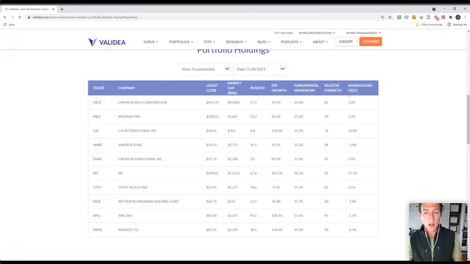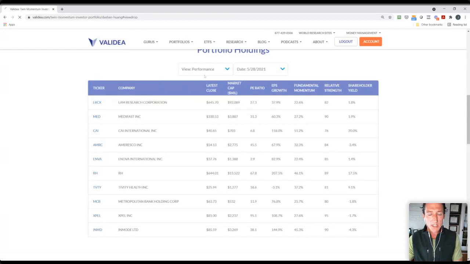Remember, the reason these stocks are in this portfolio is because they are the highest scoring stocks according to the Twin Momentum strategy. We haven't even really talked about what the strategy is, and that wasn't the purpose of this, to go into any strategy in detail. But that's a key thing to understand, obviously, that the reason these stocks are in here is because they're the highest scoring stocks according to the model that is powering this portfolio.